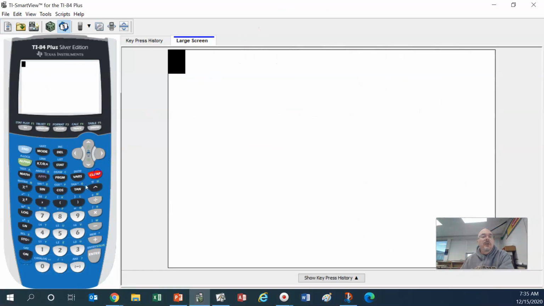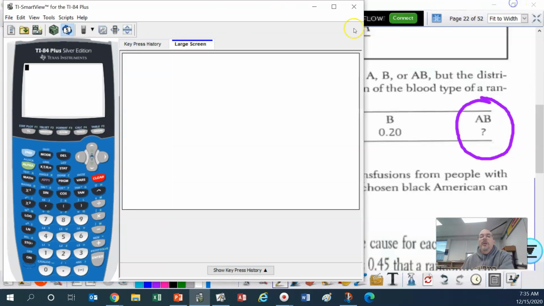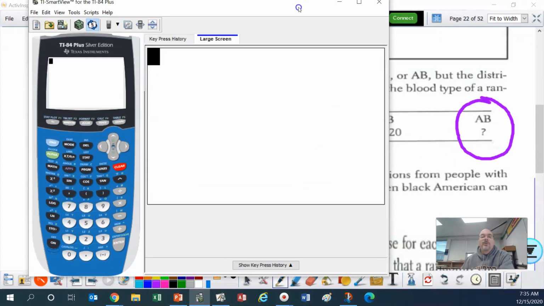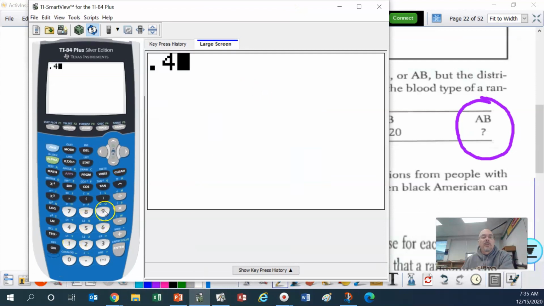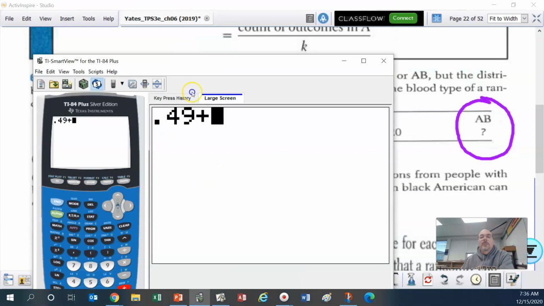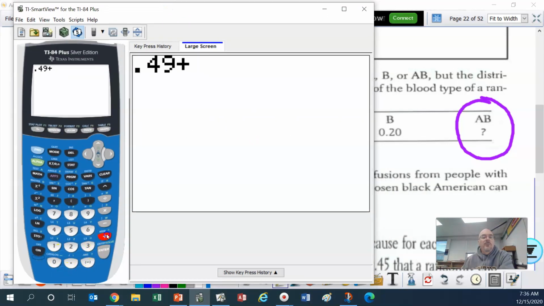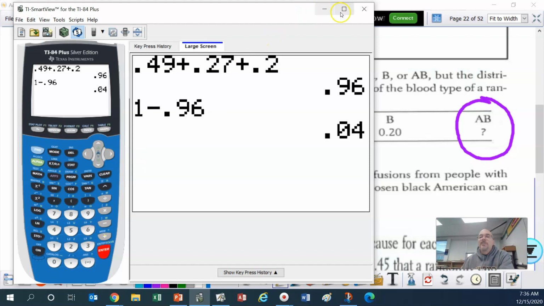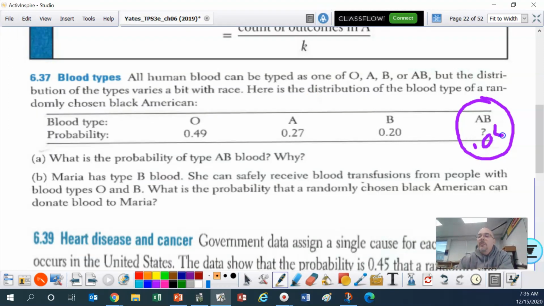Let me make this a little bit smaller. We're just going to add the 0.49 plus 0.27 plus 0.20. Those add up to 0.96. Well, it should be obvious that means the remaining amount that's left for type AB is 0.04. So I've answered part A. Why? Because probabilities add up to 1, and that's what is remaining.